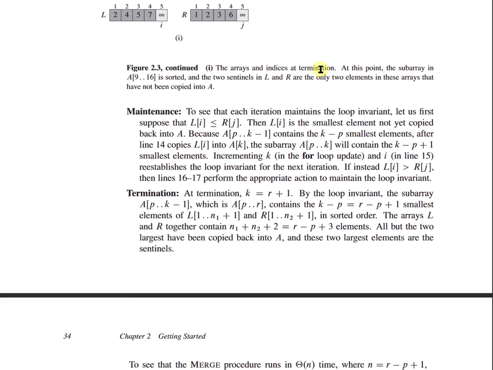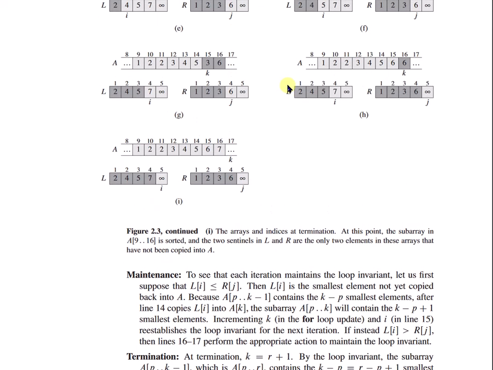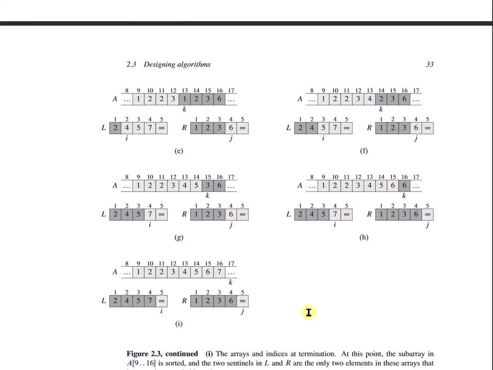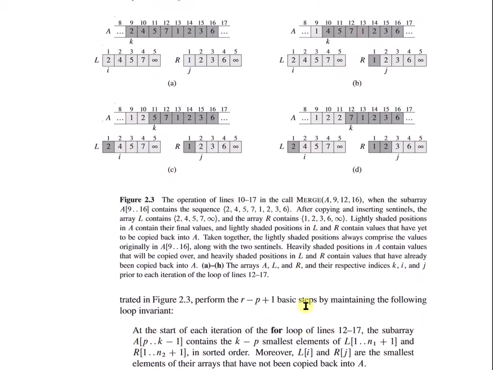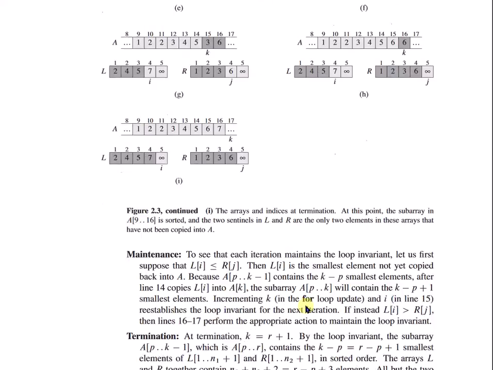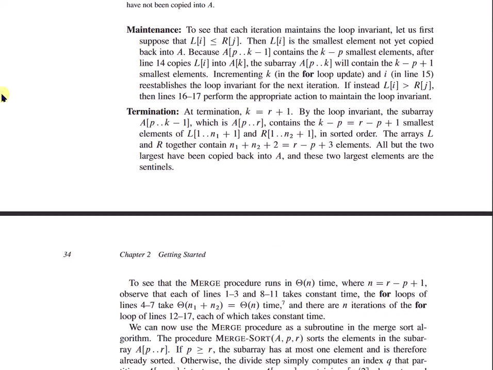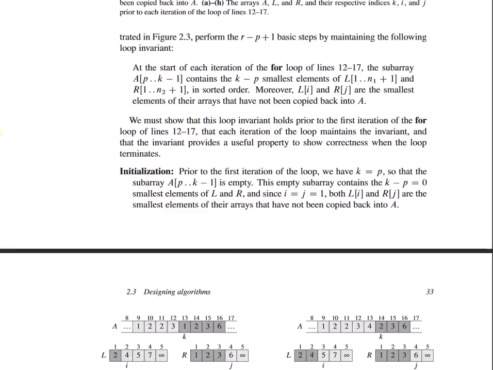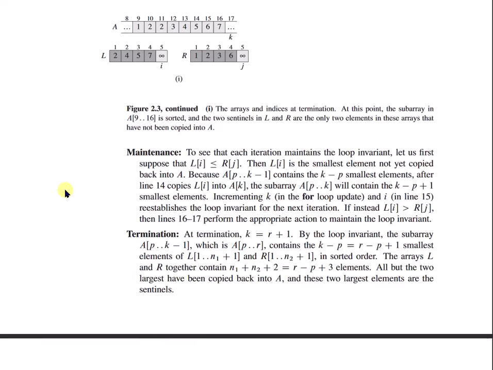Termination: at this point, the subarray is sorted, and L of i and R of j are the two sentinels, the only two elements in these arrays that have not been copied back into A. Okay, maintenance. What they're trying to do here is the initialization, maintenance, and termination loop invariant property.